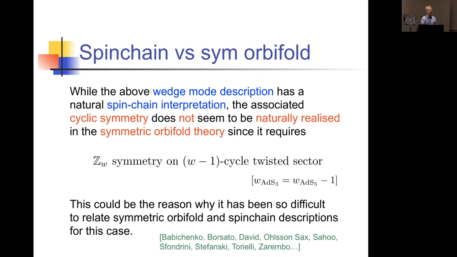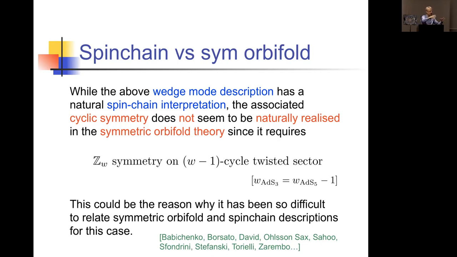It also suggests that part of the reason why it has proven so hard to relate the spin chain description to the symmetric orbifold description is visible from that perspective. You see, our wedge description has more or less manifestly a spin chain picture embedded in it, because it looks like W copies modulo some cyclic symmetry.